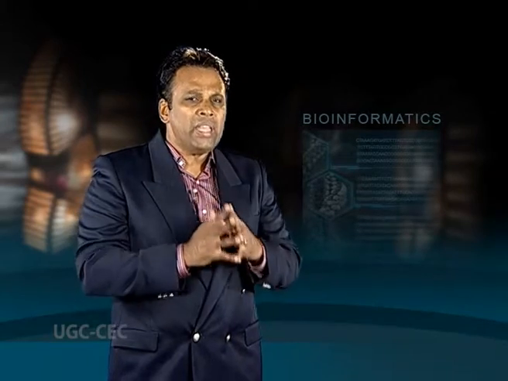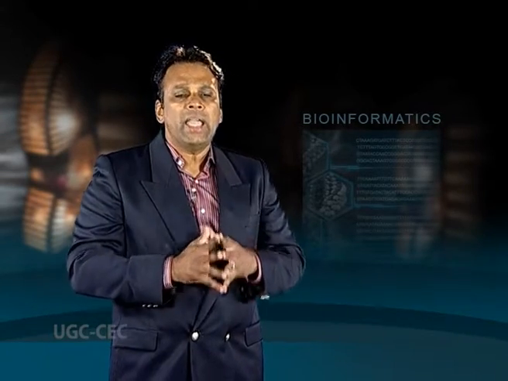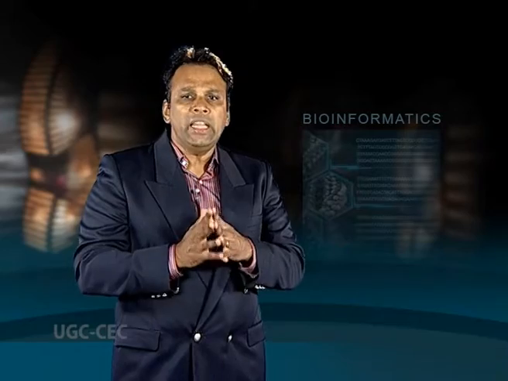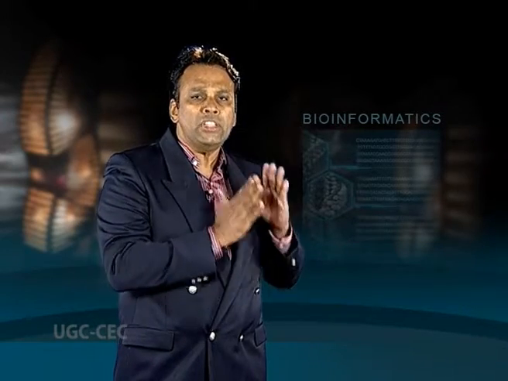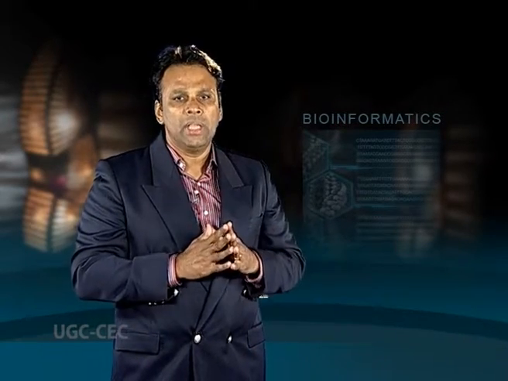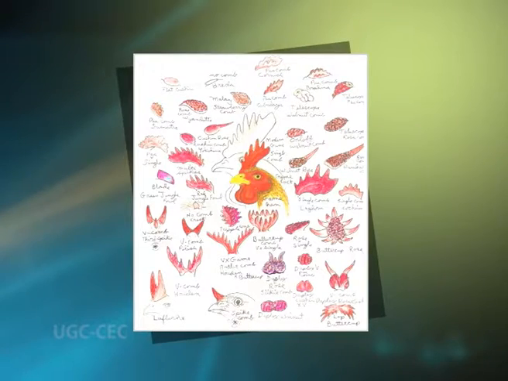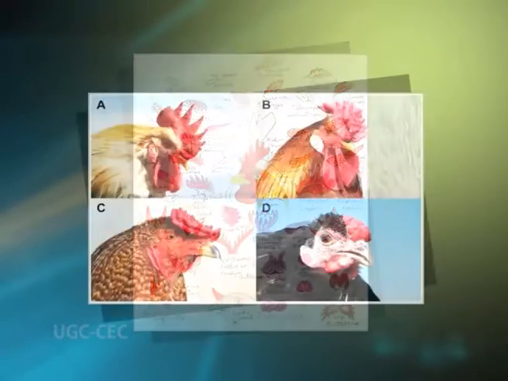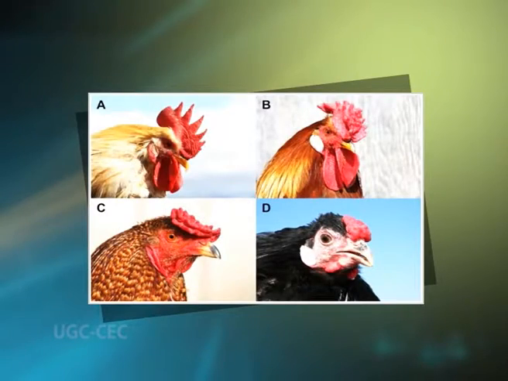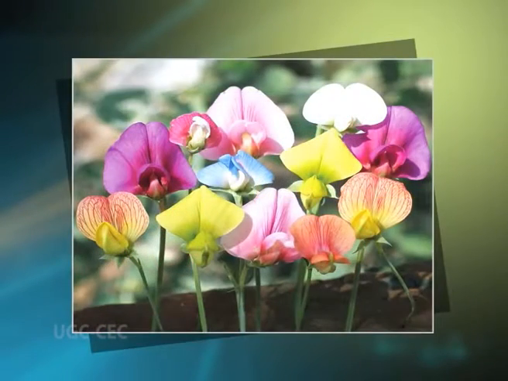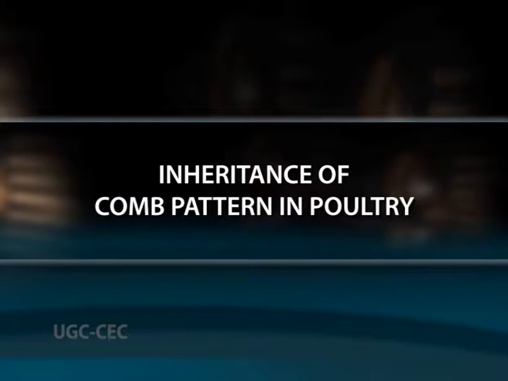There are various types of interactions, and these interactions lead to a different range of phenotypes. Examples of the most important types of gene interaction are comb pattern in poultry and flower color in sweet pea, which is called Lathyrus odoratus. Let us first examine the inheritance of comb pattern in poultry.